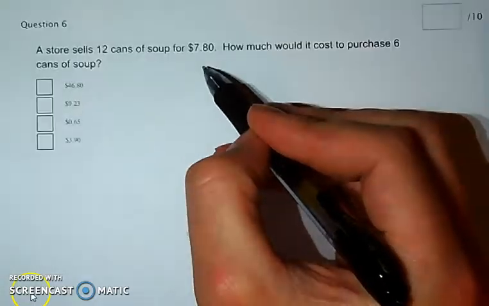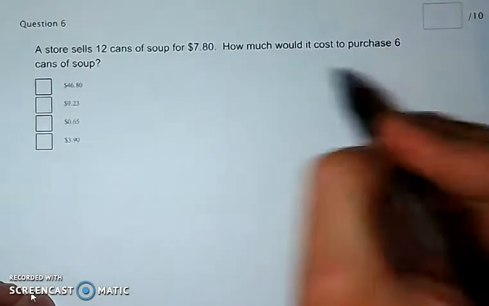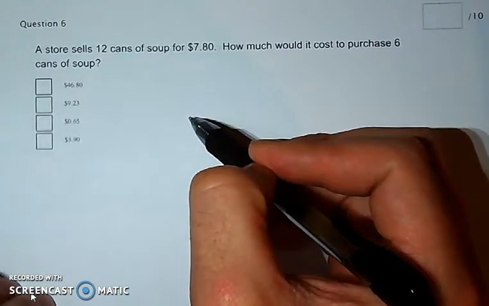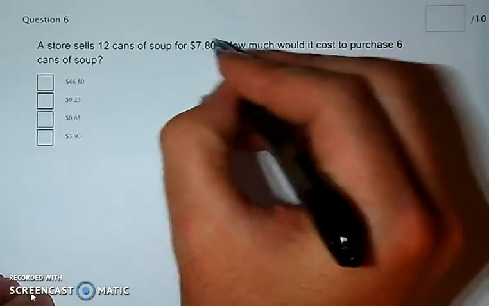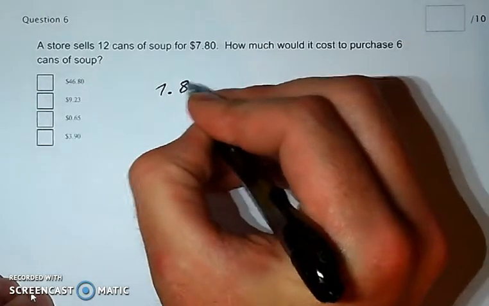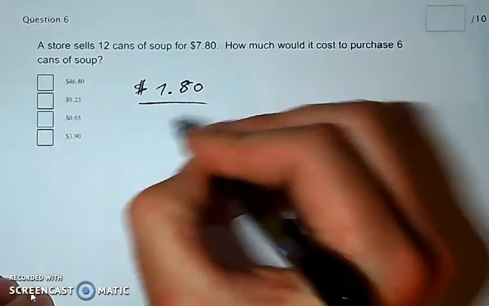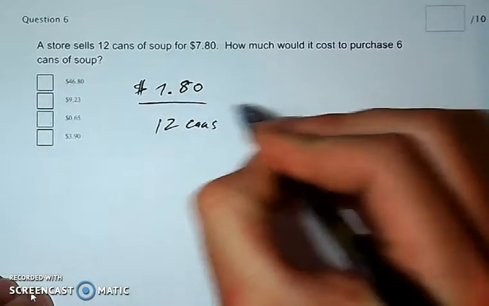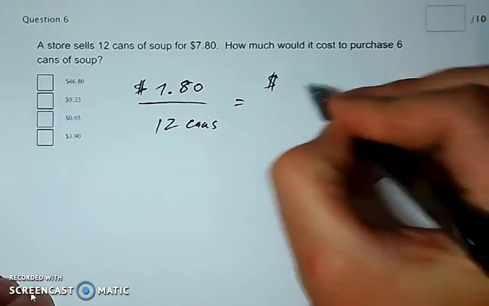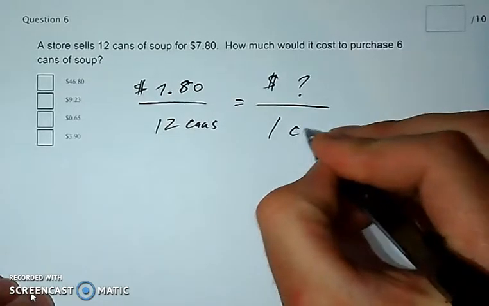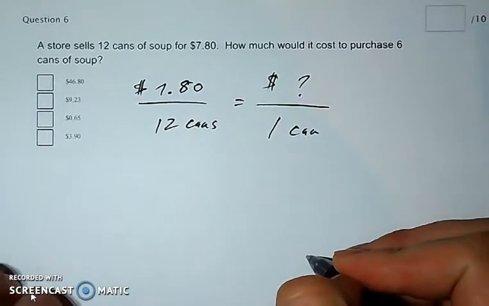Question 6. 12 cans of soup cost $7.80. How much is it going to cost to purchase 6 cans of soup? There's lots of different ways to do this. It's going to cost $7.80 for 12 cans, so you can figure out how much it is going to cost for one can, right? You can figure that out.